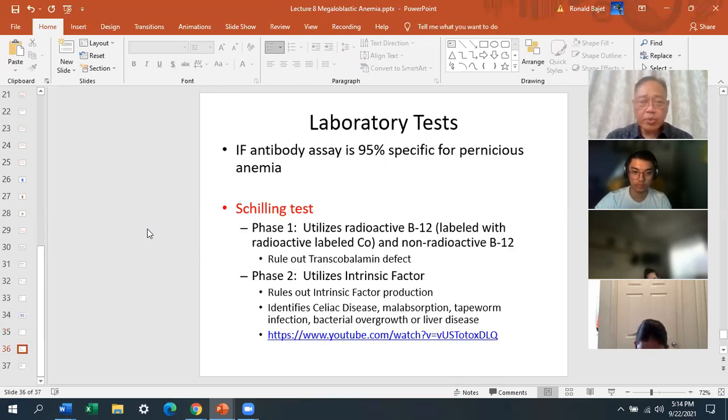So there are ways to determine the cause of your vitamin B12 deficiency, whether you have a problem with transcobalamin II or a problem with intrinsic factor. For transcobalamin, you can rule it out by doing radioactive B12. It's called the Schilling's test. And then for intrinsic factor, you can rule it out by testing in conjunction with the radioactive label. If it goes through and the intrinsic factor is not there, and you don't get vitamin B12, then that can help you diagnose celiac disease, malabsorption, tapeworm infection, which is a parasite, and bacterial overgrowth.